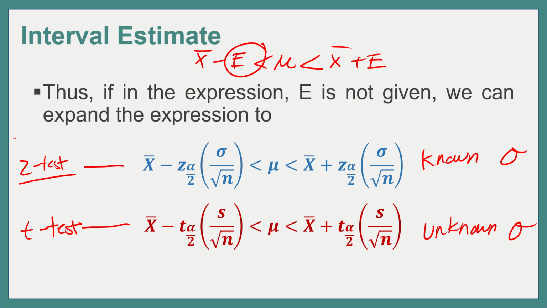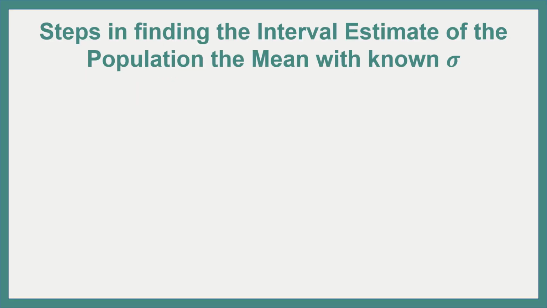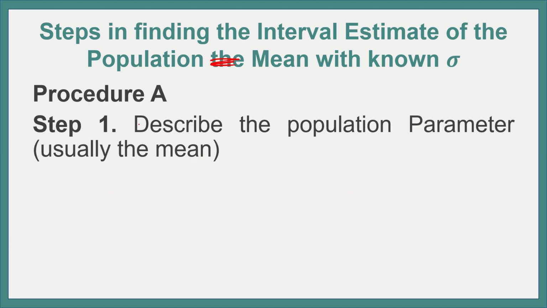So in this video, what we're going to learn is how to determine the range of values of the interval estimate of the population mean when our population standard deviation is known. So here are the steps in finding the interval estimate of the population mean with known sigma or standard deviation. First, we have two procedures. First is for the point estimate and for the general identification of criteria and test statistics.